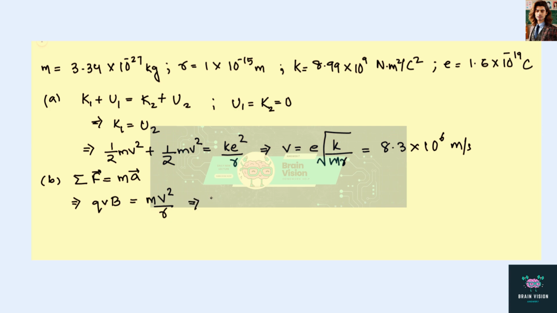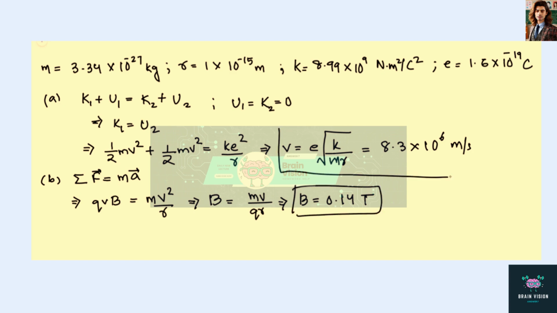This gives the magnitude of magnetic field to be mv over qR. And we solve this using the value of velocity we found over here, and we get this magnetic field to be 0.14 Tesla. Thank you.